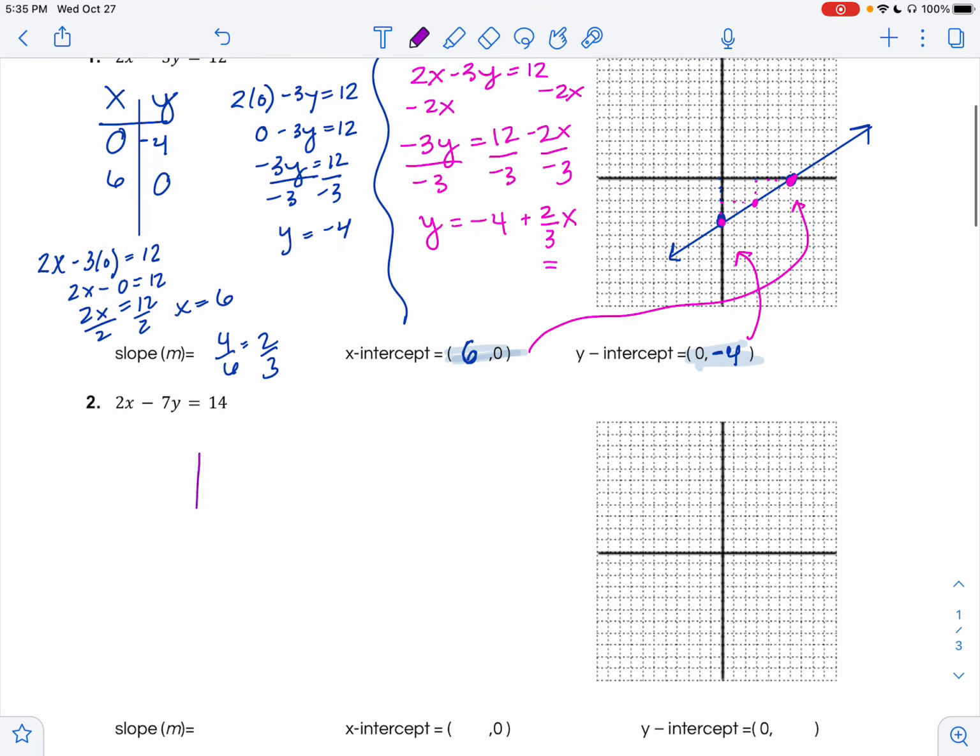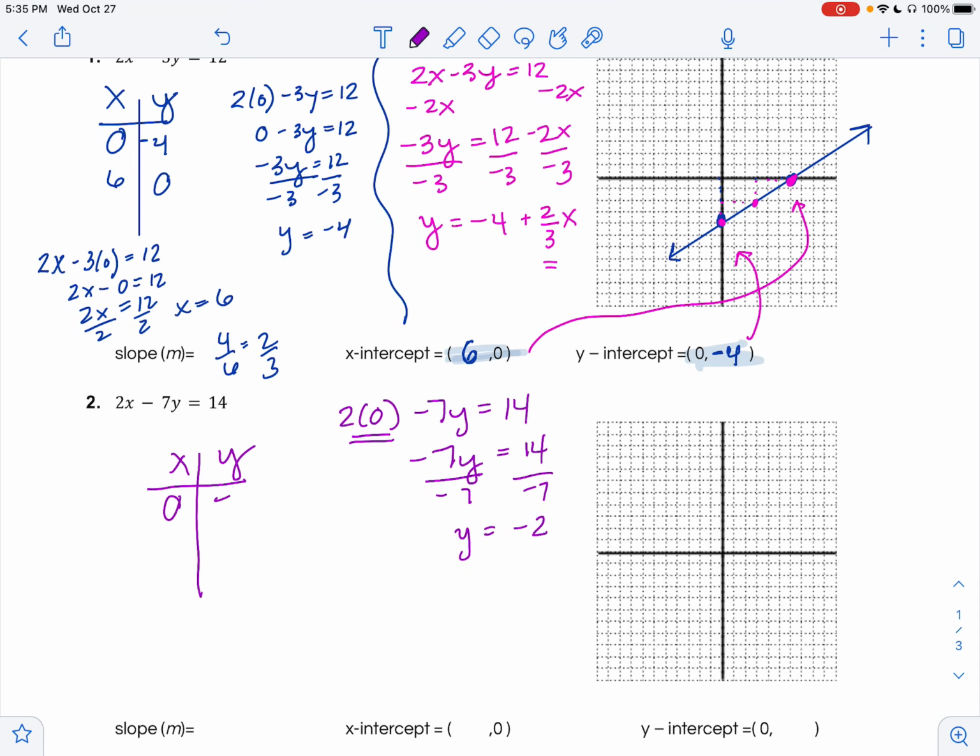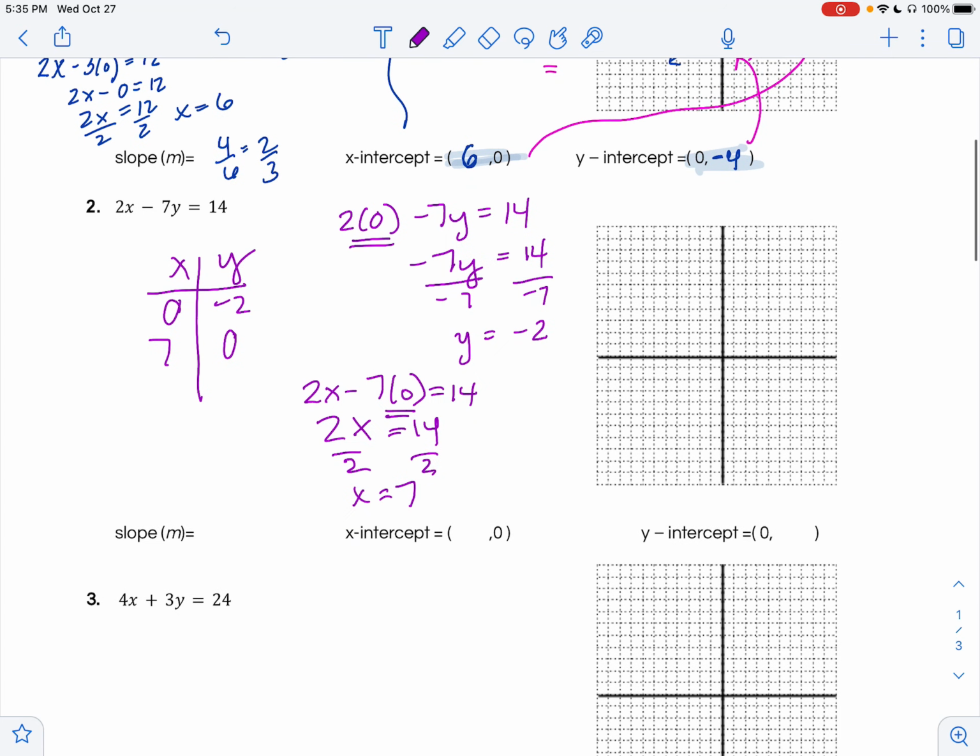Okay, so I'm going to make a table because that's what I like to do, because then I have some of my answers already. So when I plug it in, this turns to 0. So I get y equals negative 2 here. And then do it again. Plug in 0 for y. And this turns to 0, so I get 2x equals 14. And then I divide both sides by 2, and I get x equals 7. So now I can write those right down here. That's super easy for me.